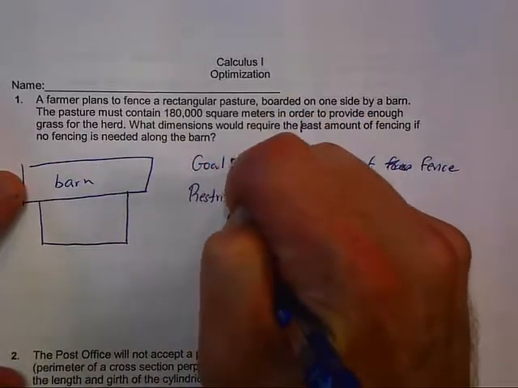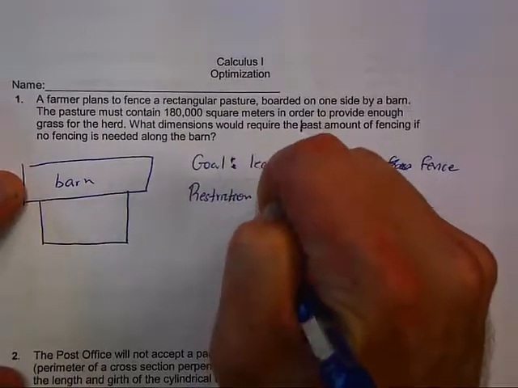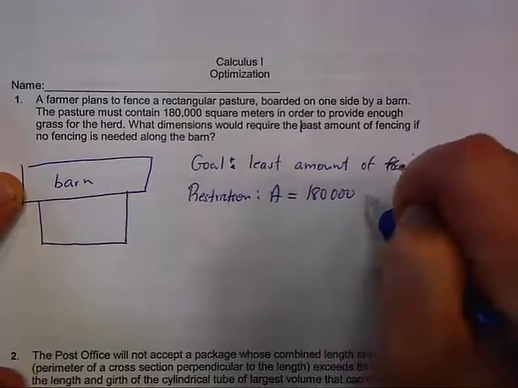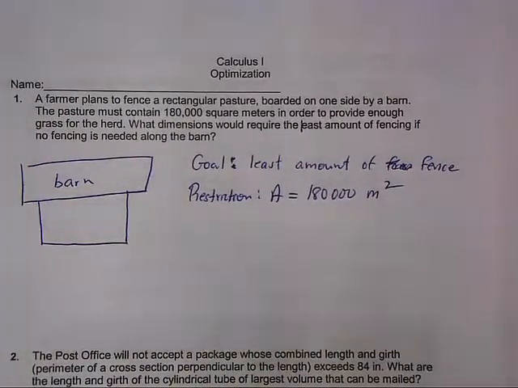And the restriction is the area needs to be 180,000 square meters. The pasture must contain 180,000 square meters. So you're going to end up getting an exact number. We could build the fence bigger if we wanted to. We could build it so that it's more than 180,000 square meters, but that again would cost us more money because we'd have to buy more fencing.